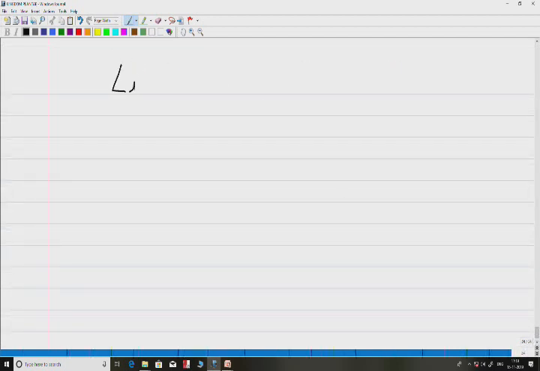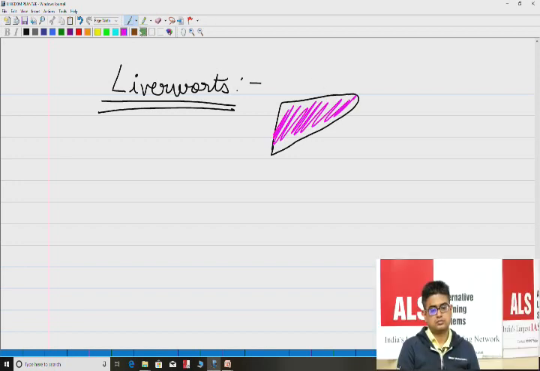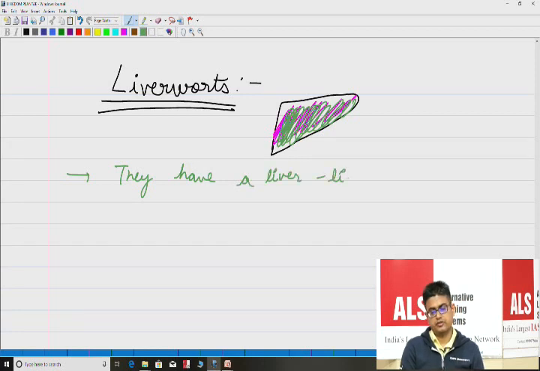Liverworts. So what are liverworts? They have a liver-like appearance, hence called liverworts.